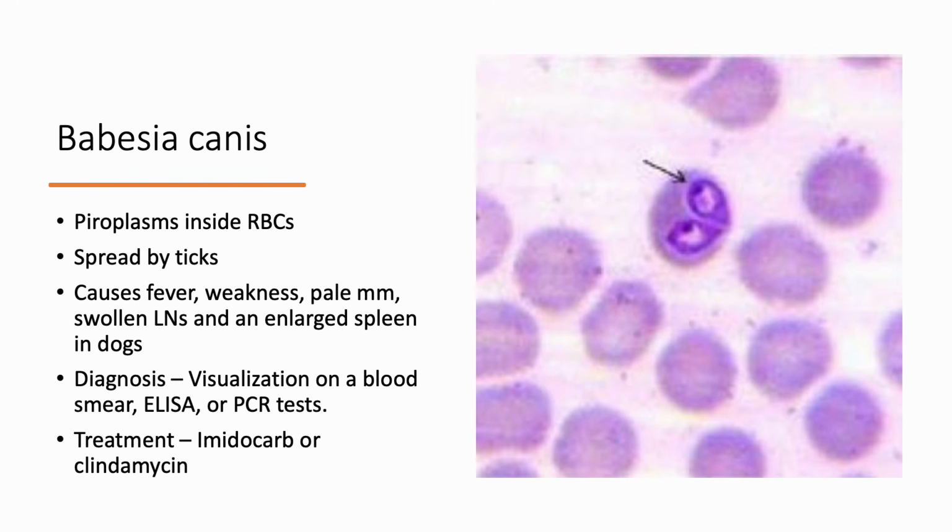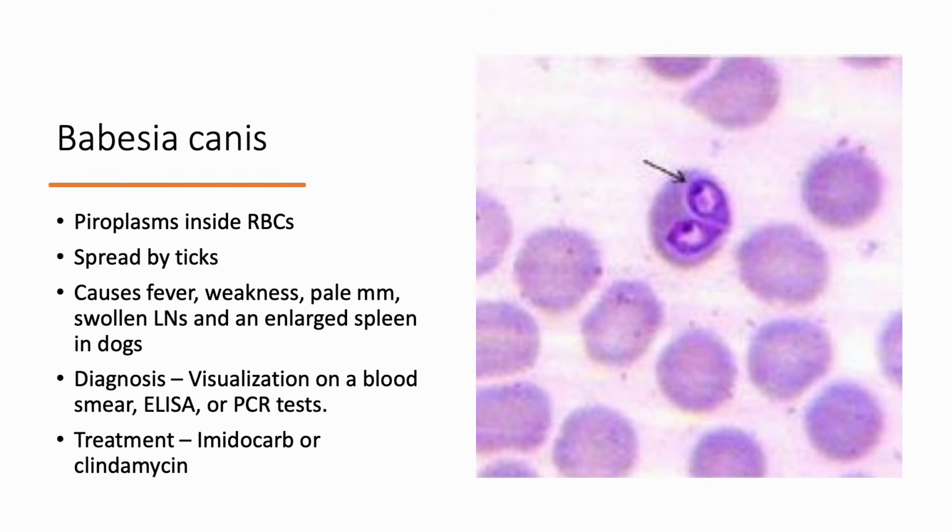All right, we are now on to the hemoprotozoa. Babesia canis is a parasite that affects red blood cells, and it appears as a pyroplasm, which is a fancy way of saying like a little teardrop. This Babesia is spread by ticks, and when animals are infected, they can have a fever, they can be weak, have pale mucous membranes, swollen lymph nodes, enlarged spleen. Diagnosis is going to be seeing the little pyroplasm inclusions on a blood smear.